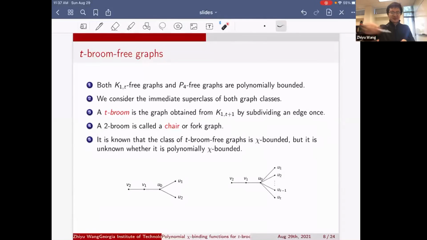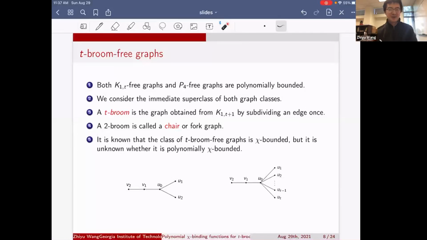If we try to extend a star K_{1,T} and also a P4, this gives us exactly the picture on the right, the t-broom. This is the graph obtained from K_{1,T+1} by subdividing an edge once. You can find many P4s in here, and it is also larger than K_{1,T}. In particular, the two-broom, T equals 2, is often called a chair or a fork. If we draw the picture in different ways, it looks like a chair or a fork.